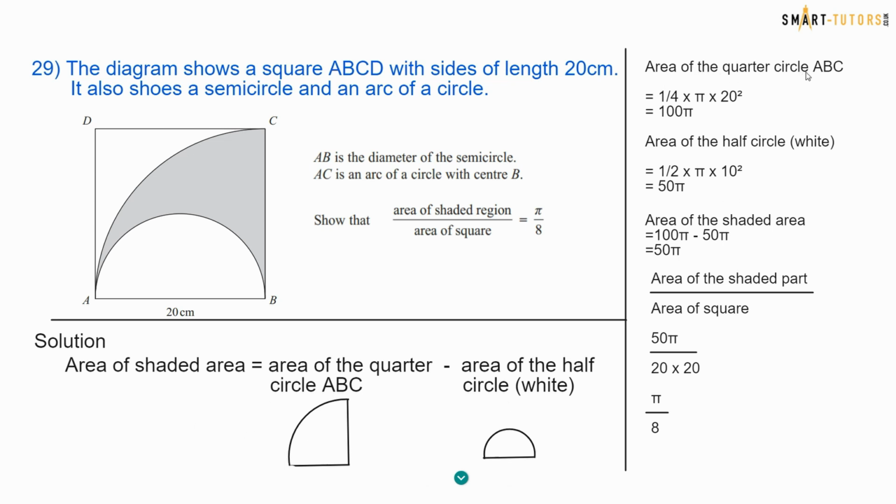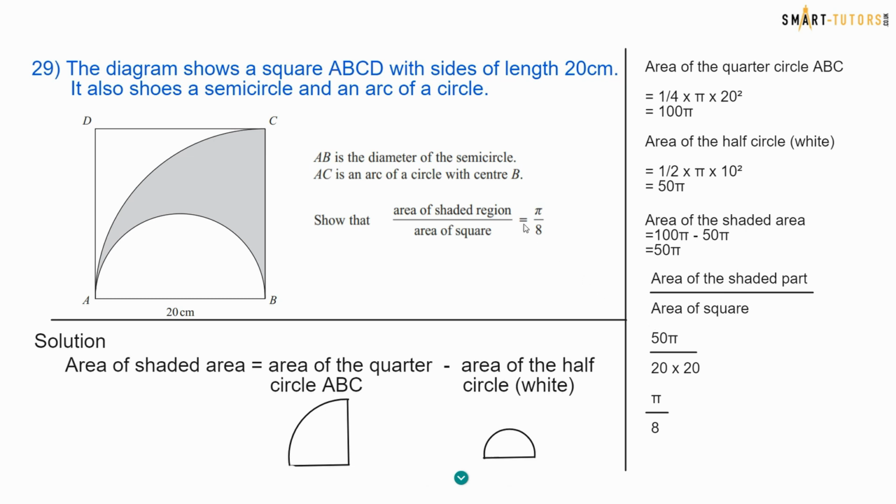Area of the quarter of the circle is a quarter pi r squared. R squared is 20 squared, so you get 400. Divided by 4 is 100 pi. Area of the half circle is half pi r squared. The radius is 10, so 10 squared is 100. Divided by 2 is 50 pi. So the shaded area is 100 pi take away 50 pi, which is 50 pi.